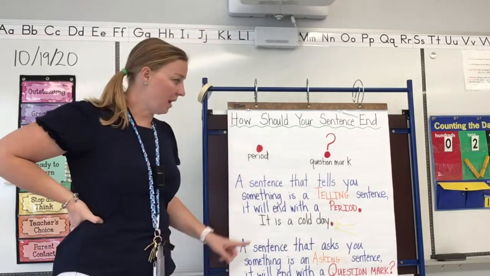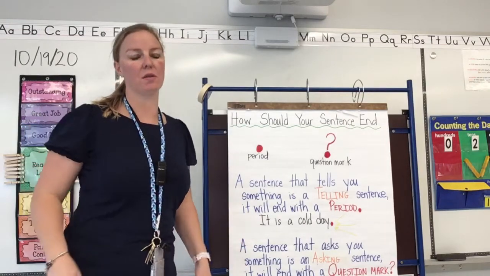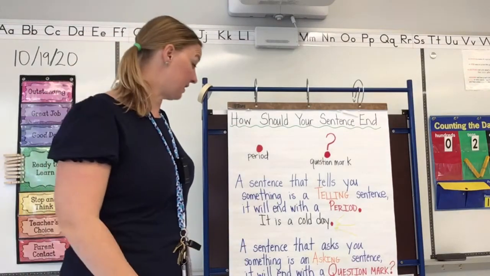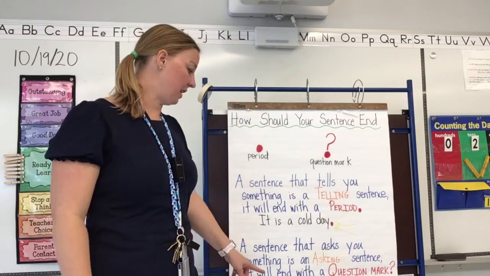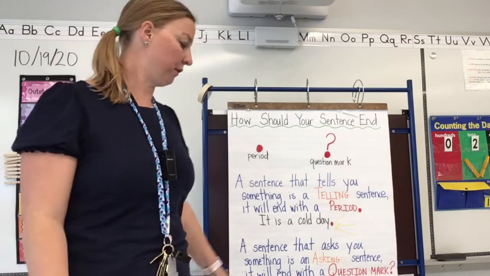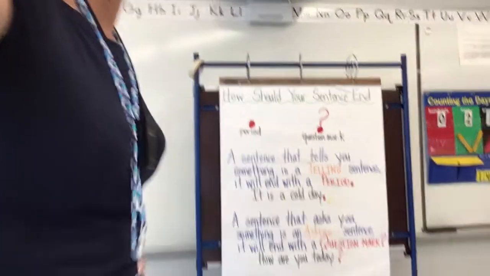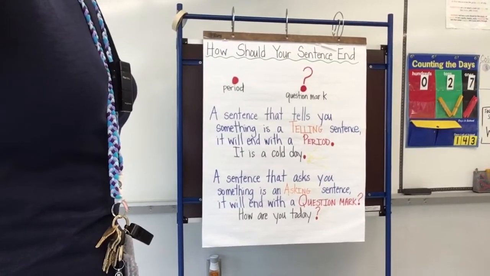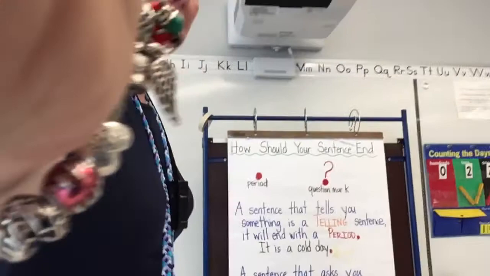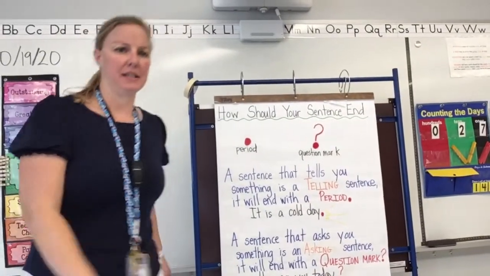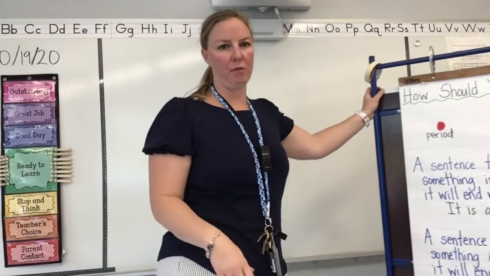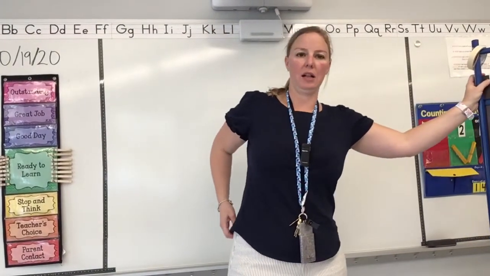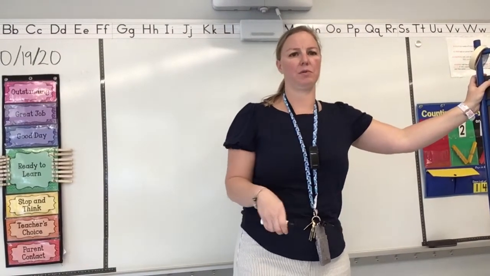Now, we also have question sentences, also known as asking sentences. So a sentence that asks you something is an asking sentence. It will end with a question mark. For example, I'm going to move this down just a little bit. It says, how are you today? So question sentences always end with a question mark, and they want you to give more information. They want you to tell something. They're going to ask you something.